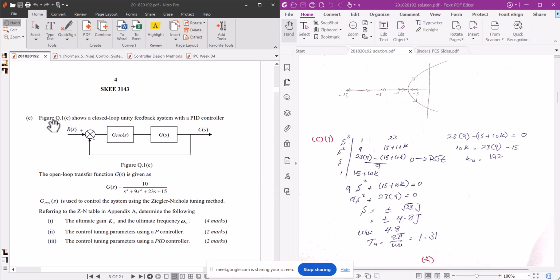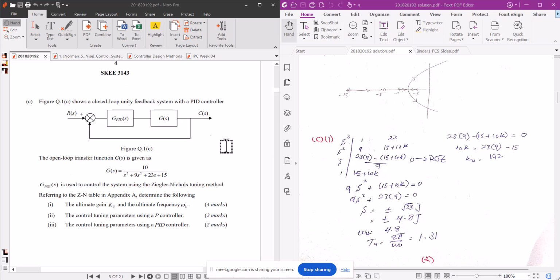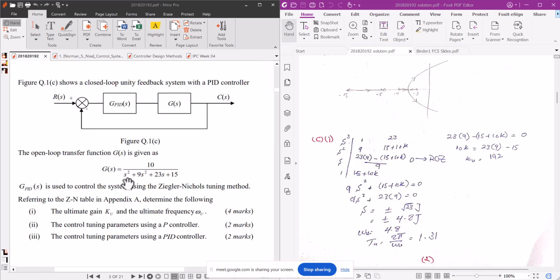Okay, so the question is, the figure in question number 1C shows a closed loop unity feedback system with a PID controller: proportional, integral and derivative. G is the transfer function of the PID controller, GPID, and G of S is the plant, and this is the closed loop diagram of a unity feedback system. The open loop transfer function G of S is 10 over S cubed. This is S cubed, there is a typo here. This is S cubed plus 9S squared plus 23S plus 15.